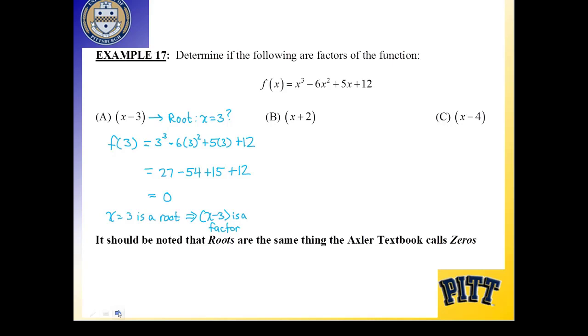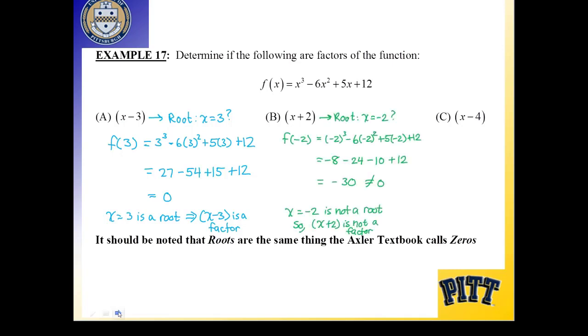Okay. x plus 2. Well, x plus 2 being a factor means that negative 2 would be a root. So is it? I plug negative 2 in, I get negative 30. Which means if I would go through the long, arduous process of dividing x cubed minus 6x squared plus 5x plus 12 by x plus 2, I would find out that it would be some expression and then it has a remainder of negative 30. Whereas I can figure out what the remainder is without having to actually do the division.